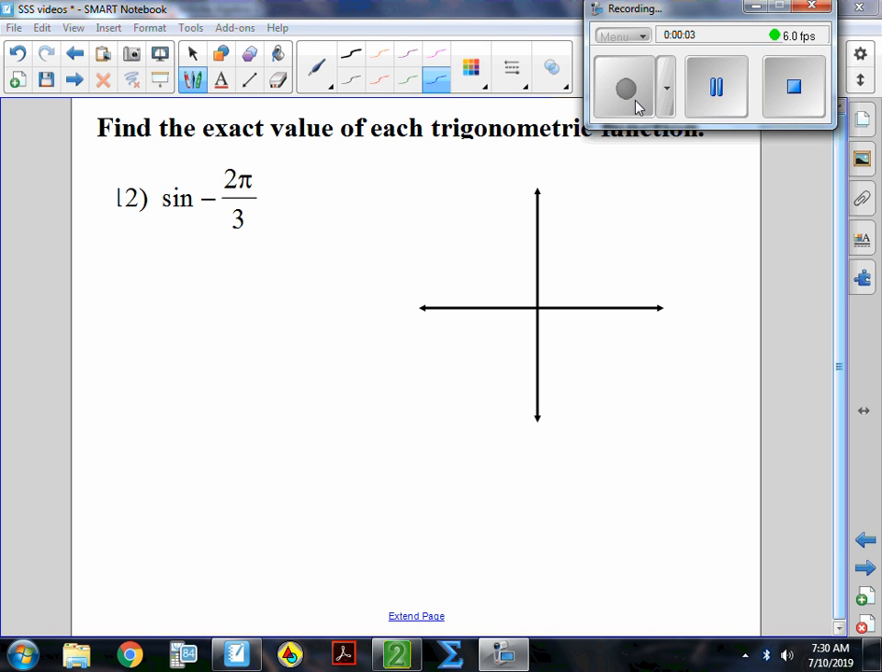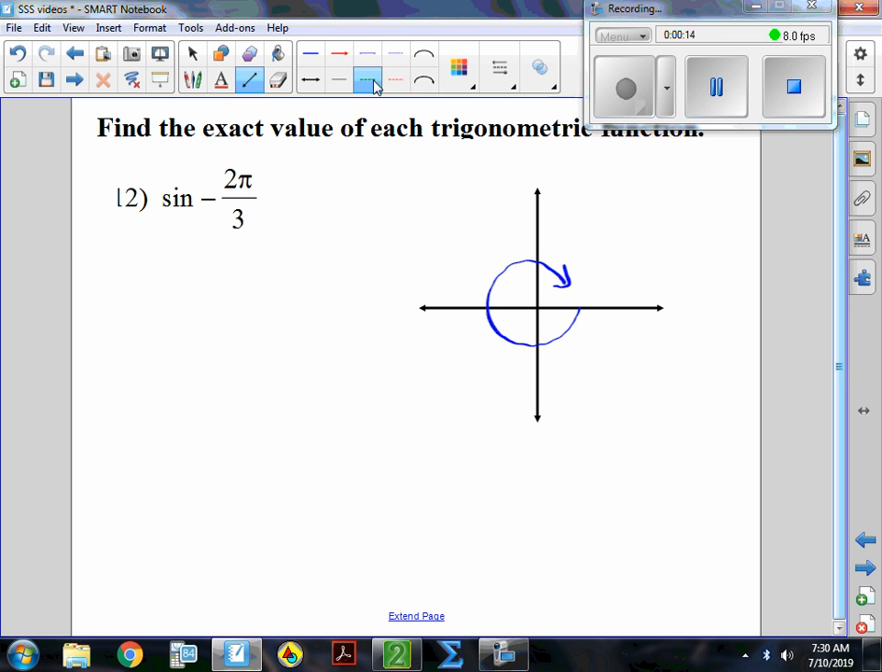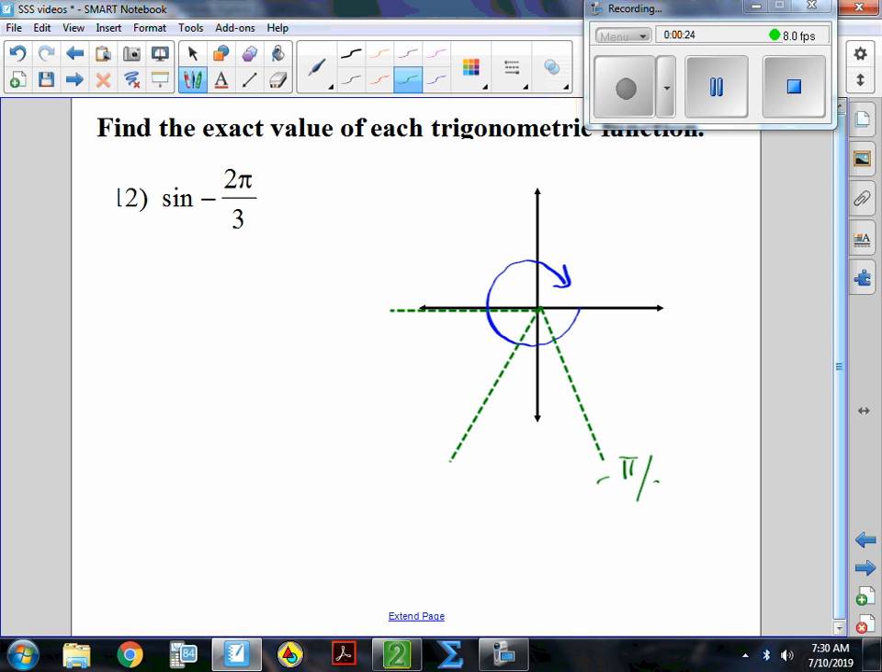Number 12, find the sine of negative 2 pi over 3. So negative angle means we're going to be going in the clockwise direction. Pi over 3 means we're going to be splitting the bottom up into 3 parts. So there's negative 1 pi over 3, negative 2 pi over 3, and then negative 3 pi over 3. So the angle I want is sine negative 2 pi over 3.